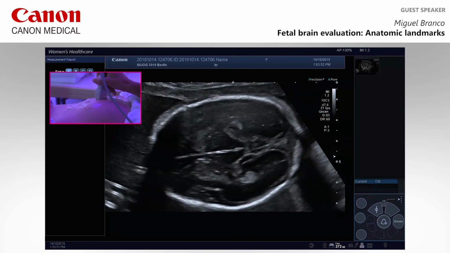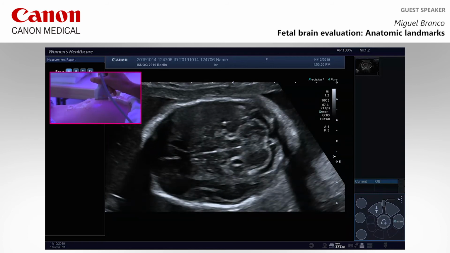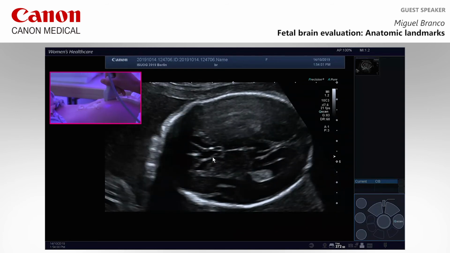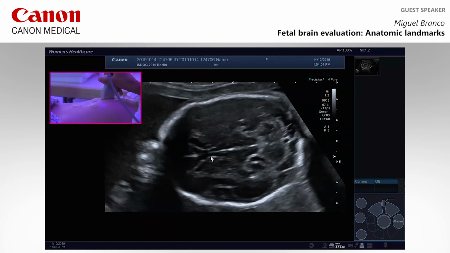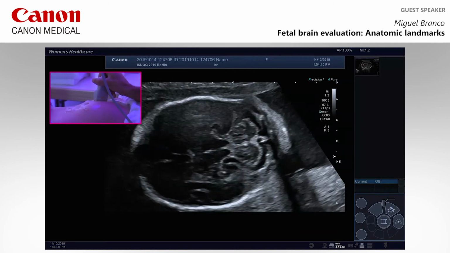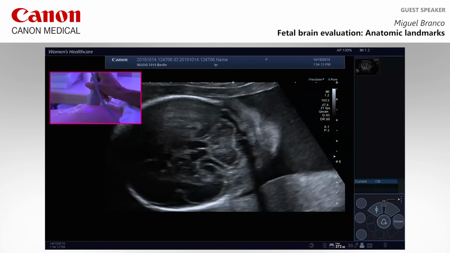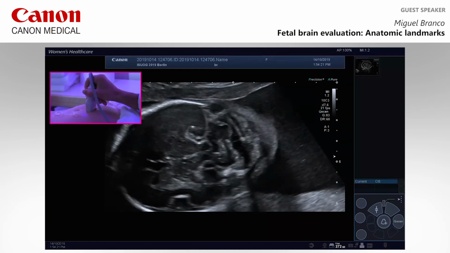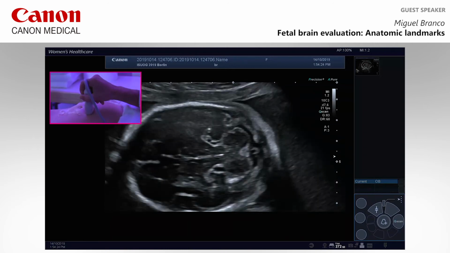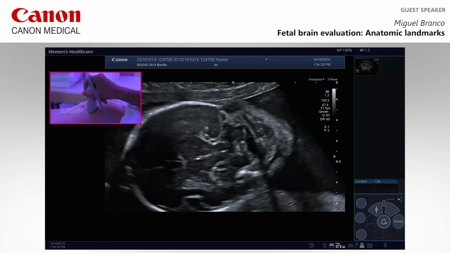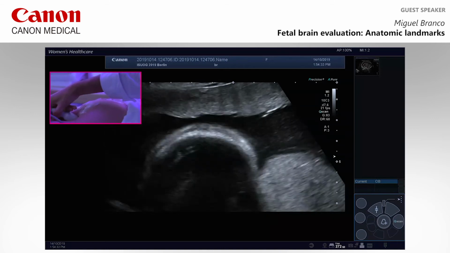For evaluation of the posterior fossa, we also use as anterior landmark the cavum and rotate slightly posteriorly. And here we are able to identify the vermis and the fourth ventricle. That should be shorter and wider, as Laurent Guibaud described it.